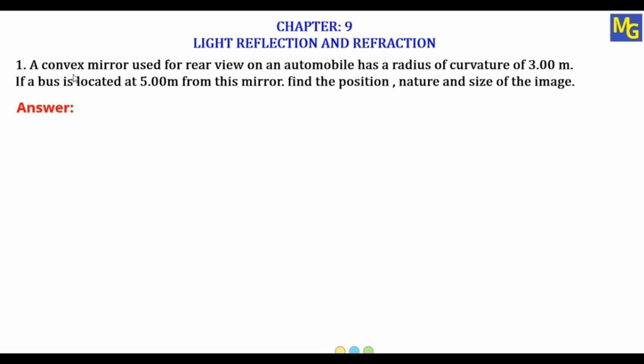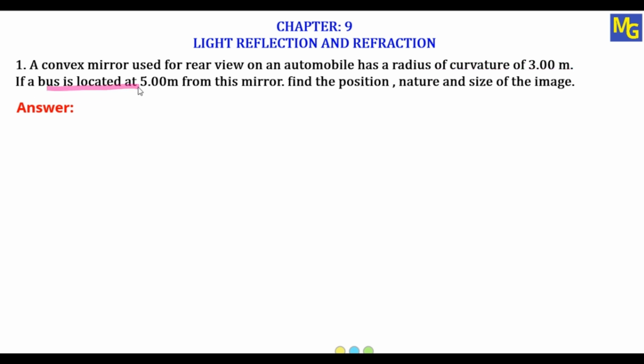The sum is: a convex mirror used for rear view on an automobile has a radius of curvature of 3 meter. While reading any sum, you have to read it very carefully and try to understand what they are asking, what is given in the numerical and what you have to find out. So see here, a convex mirror used for rear view on an automobile has radius of curvature 3 meter. So here radius of curvature is given.